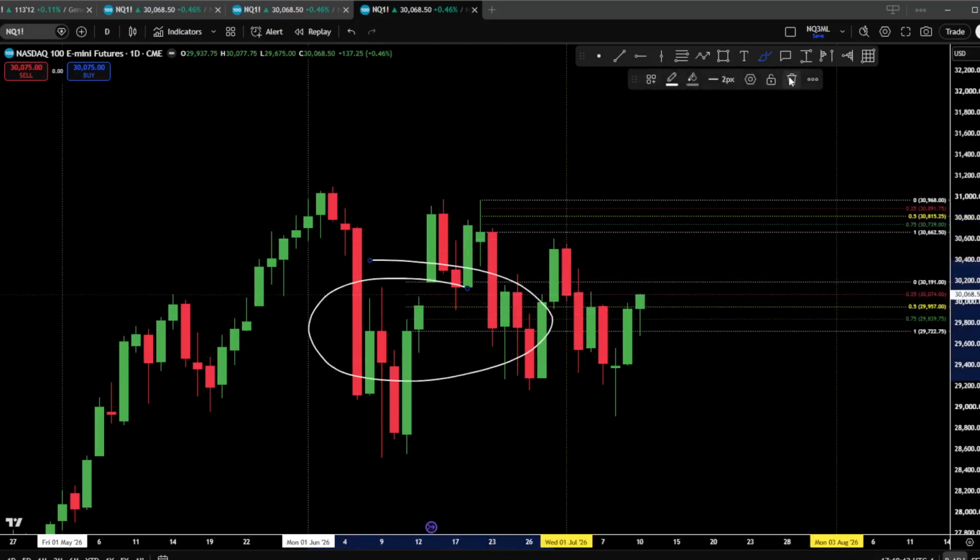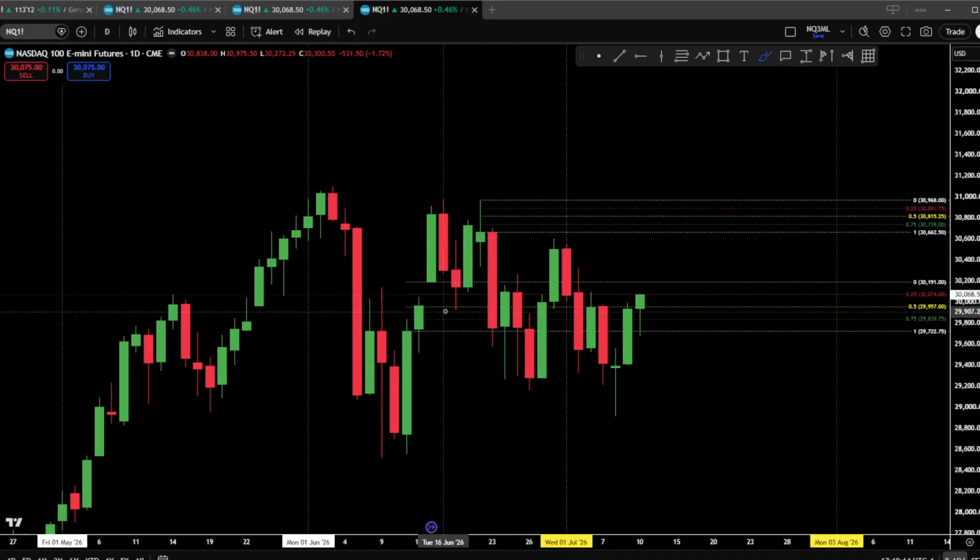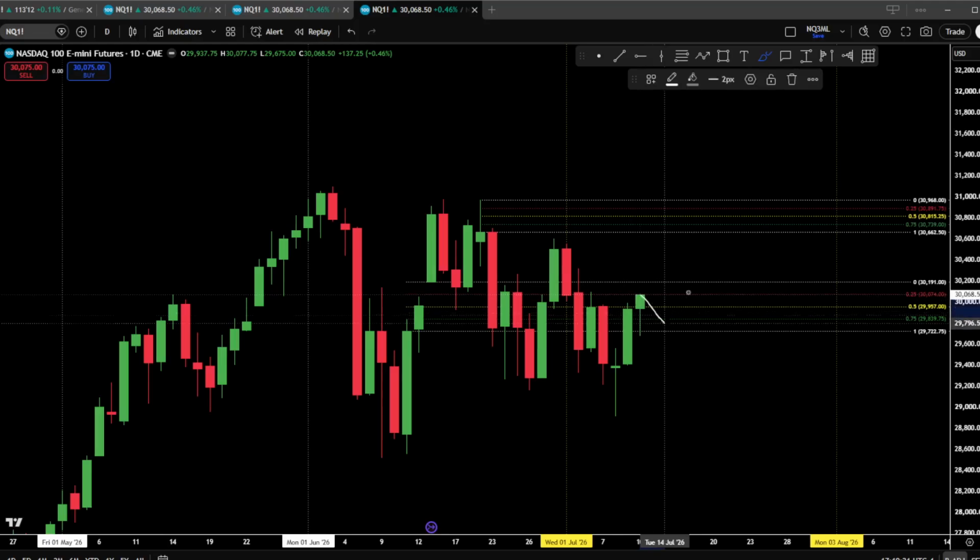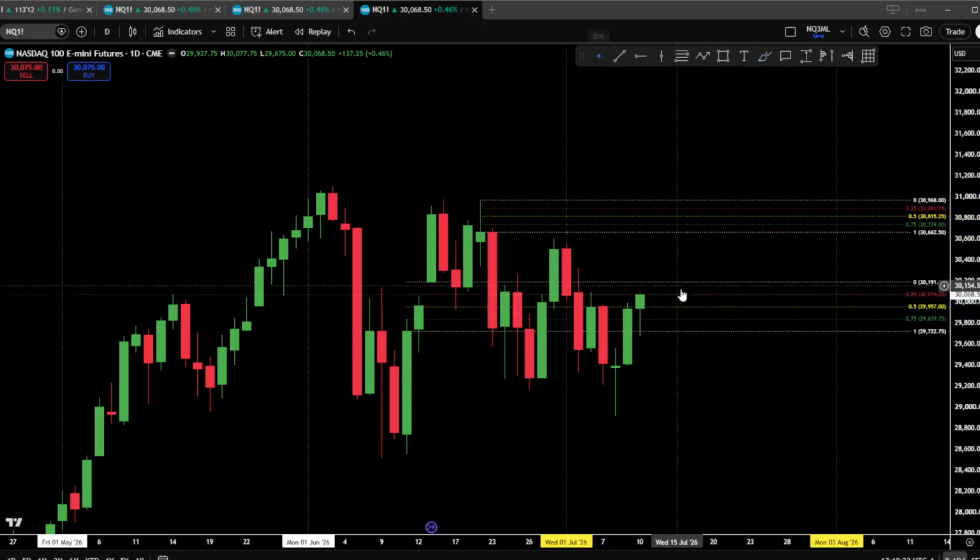And that would be 50% of the previous monthly range, so we'd be looking at the suspension block. Okay, but until that happens, again, I do prefer a long bias.